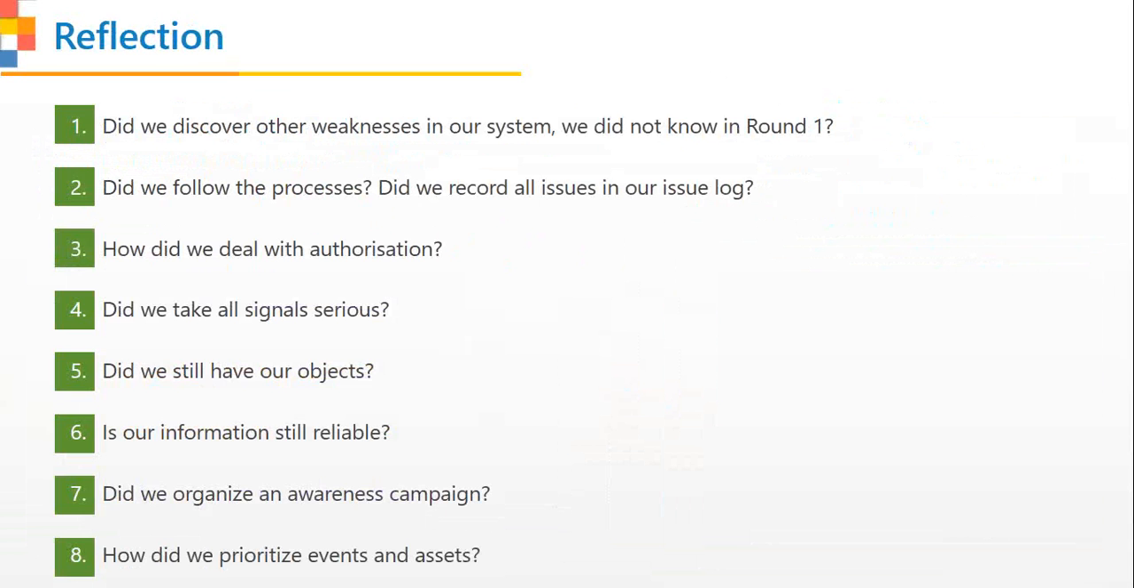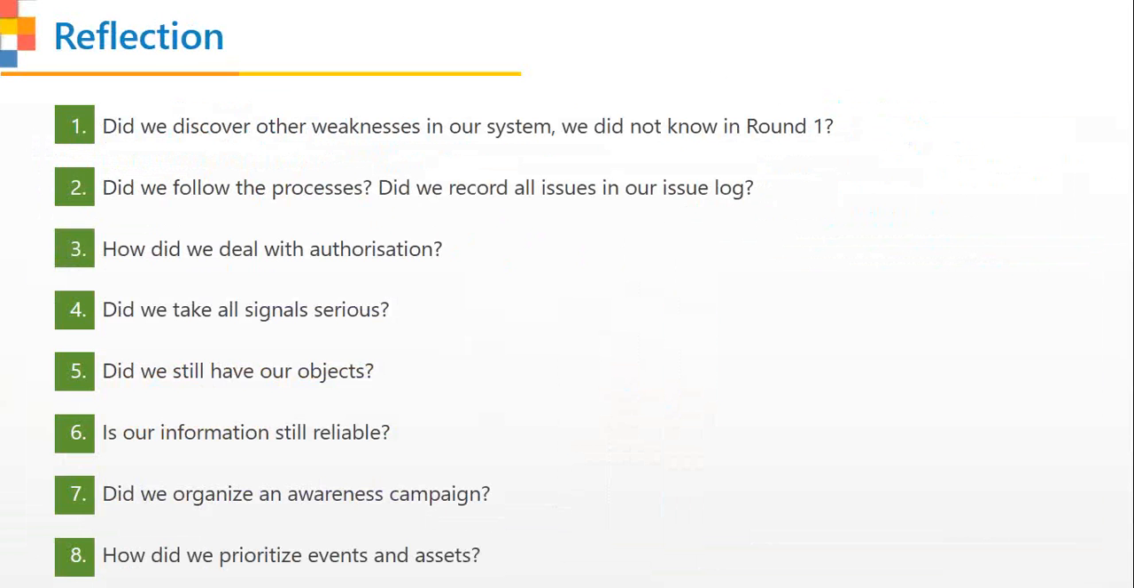Were we able to deal with authorization, which means everybody does not have access to everything in the organization? Were we making sure that only authorized people get access to the information, or was everybody accessing everything, even what they were not authorized for? Were we taking all these signals seriously? While it's a cybersecurity and risk management simulation, there was a lot of incorrect news also which was given to us. Were we taking it seriously? Yes or no? Do we still have our objects? Are we making efforts to ensure that those objects we are trying to protect are still with us, or somebody has stolen them?